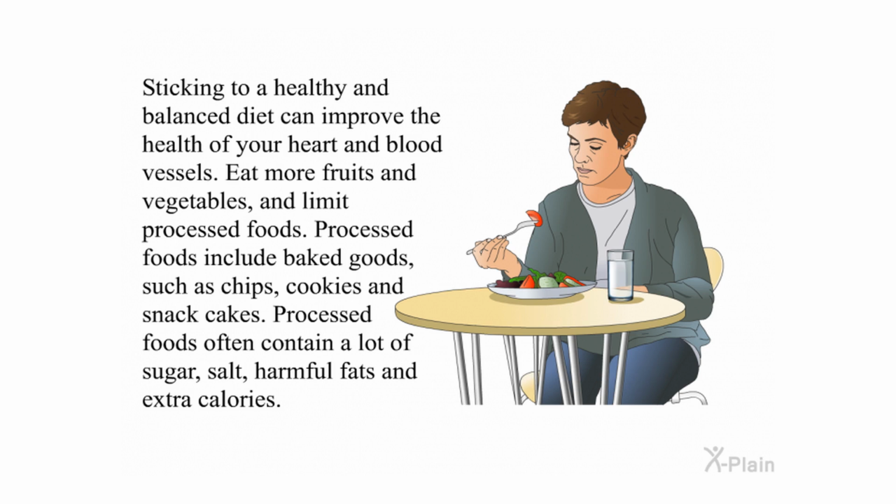Eating healthy. Sticking to a healthy and balanced diet can improve the health of your heart and blood vessels. Eat more fruits and vegetables and limit processed foods. Processed foods include baked goods such as chips, cookies, and snack cakes. Processed foods often contain a lot of sugar, salt, harmful fats, and extra calories.